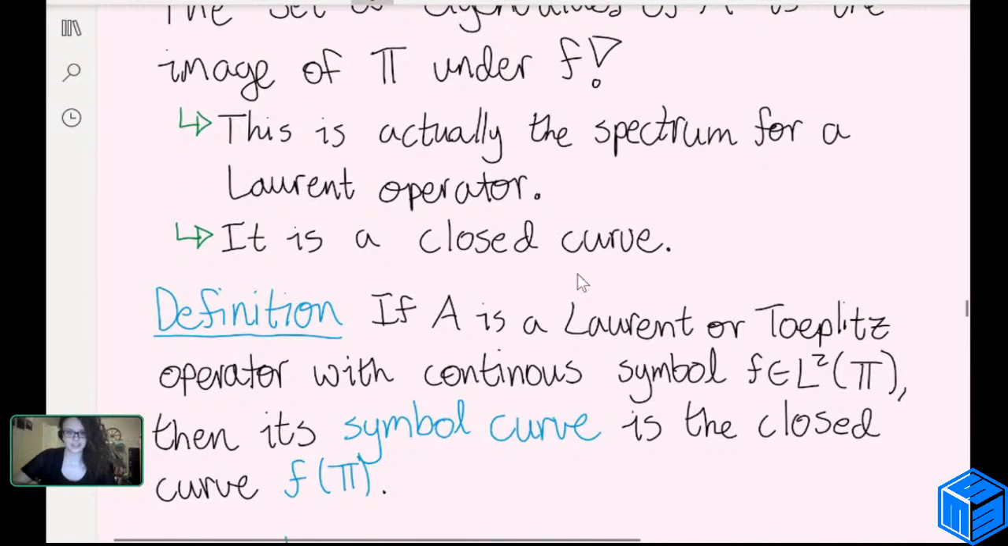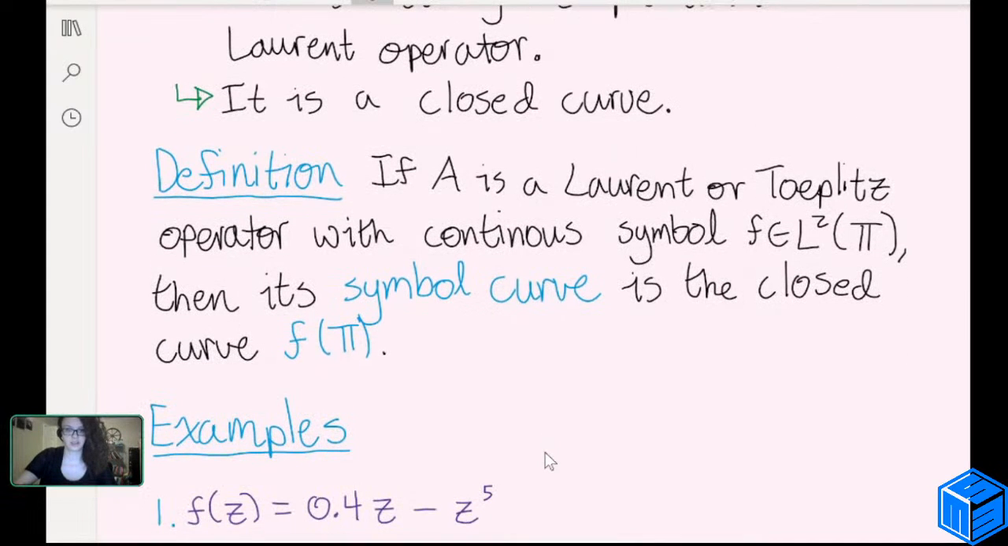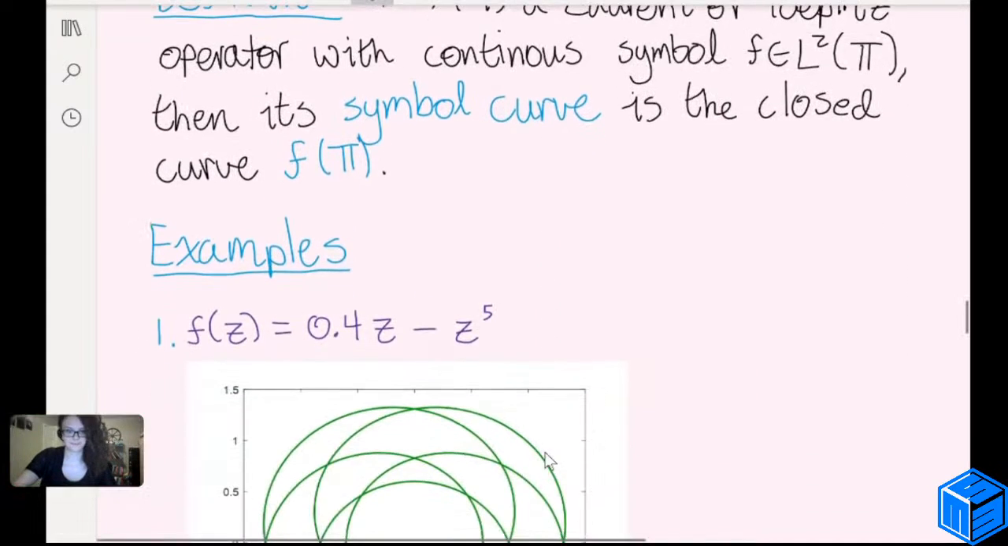So if A is a Laurent or Toeplitz operator with continuous symbol f, which is also square integrable over the circle, then its symbol curve is the closed curve f of t. So it is the image of the circle under the symbol. And that is our symbol curve. So we can look at some examples now.